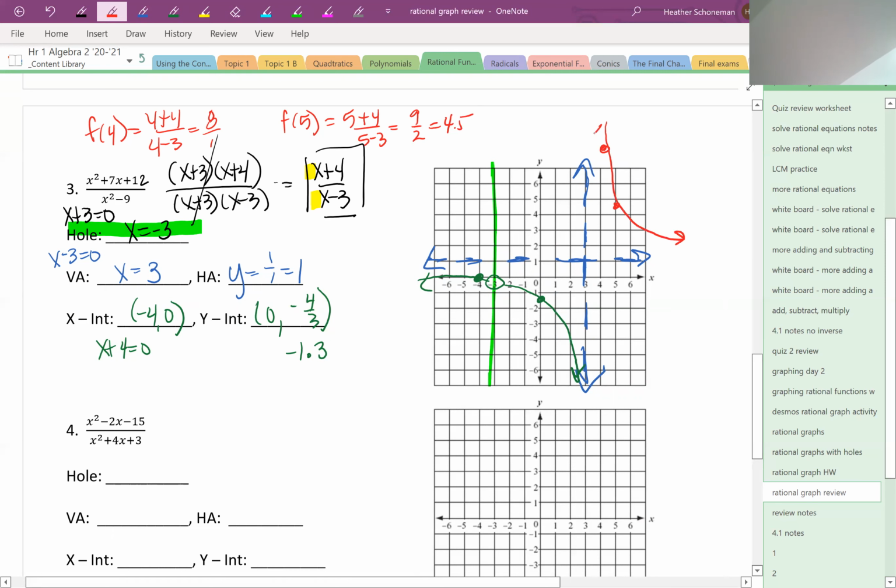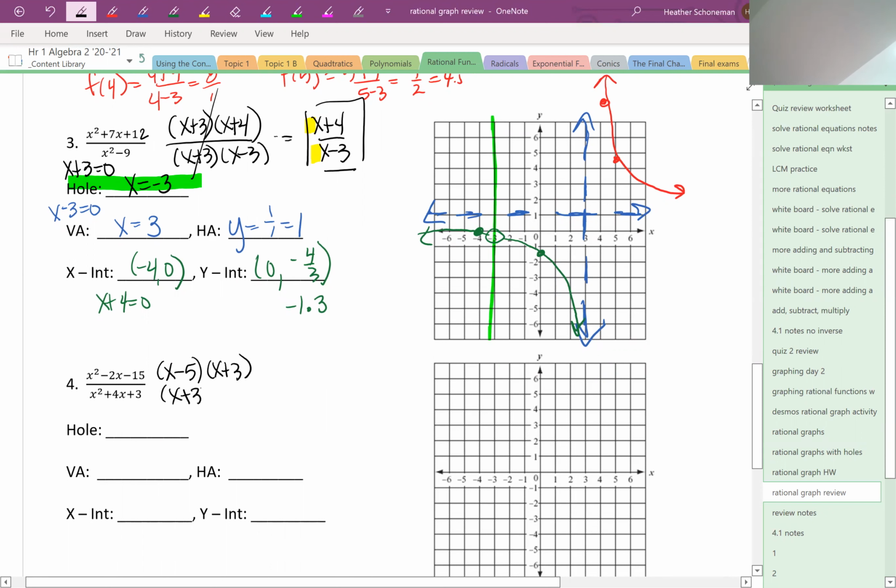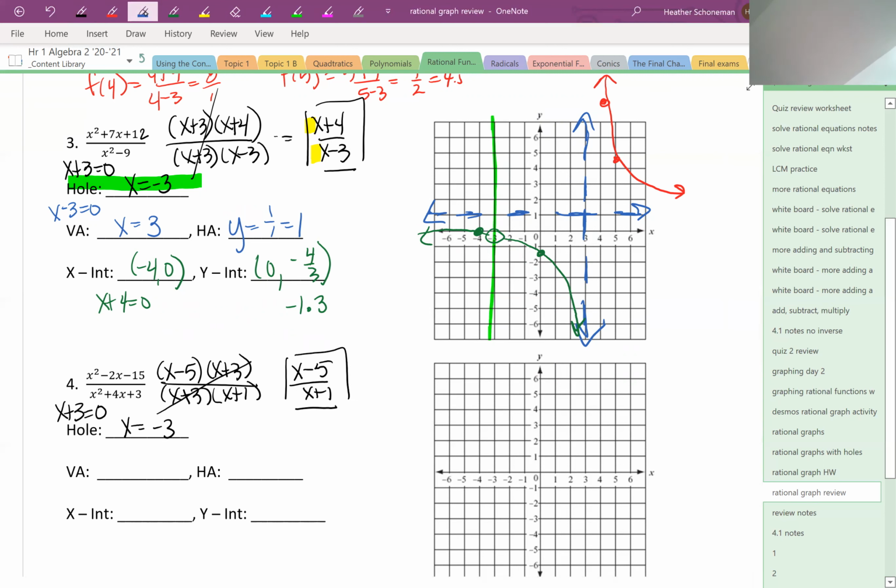And now I've got my graph. All right, let's try this again on the next one. I got to factor the top and the bottom. So this is going to be (x - 5)(x + 3), and this is going to be (x + 3)(x + 1). The (x + 3)'s cancel. Whatever part cancels out is where my hole is. So my hole is at -3. I'm going to use only the reduced version to figure out where everything else is.